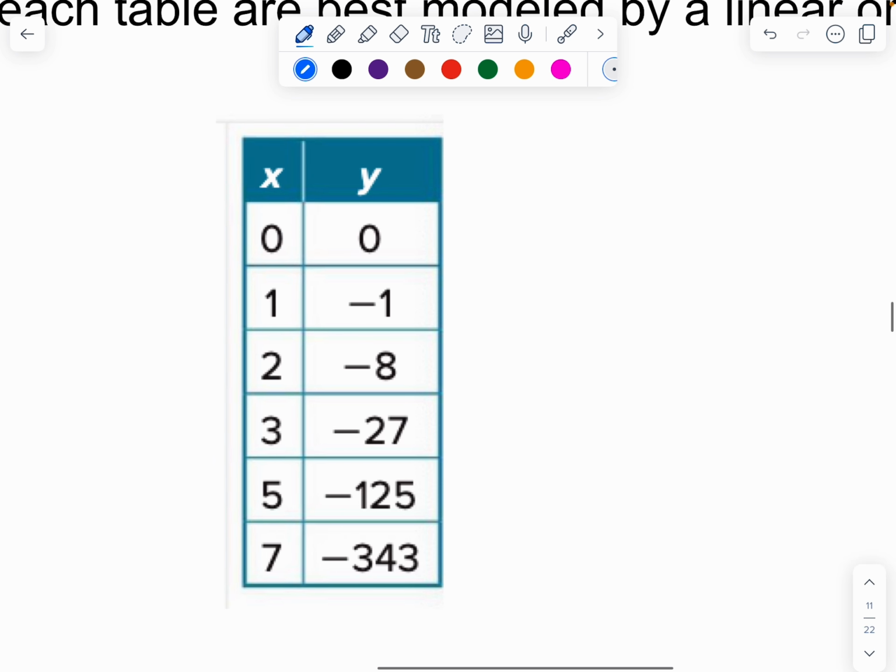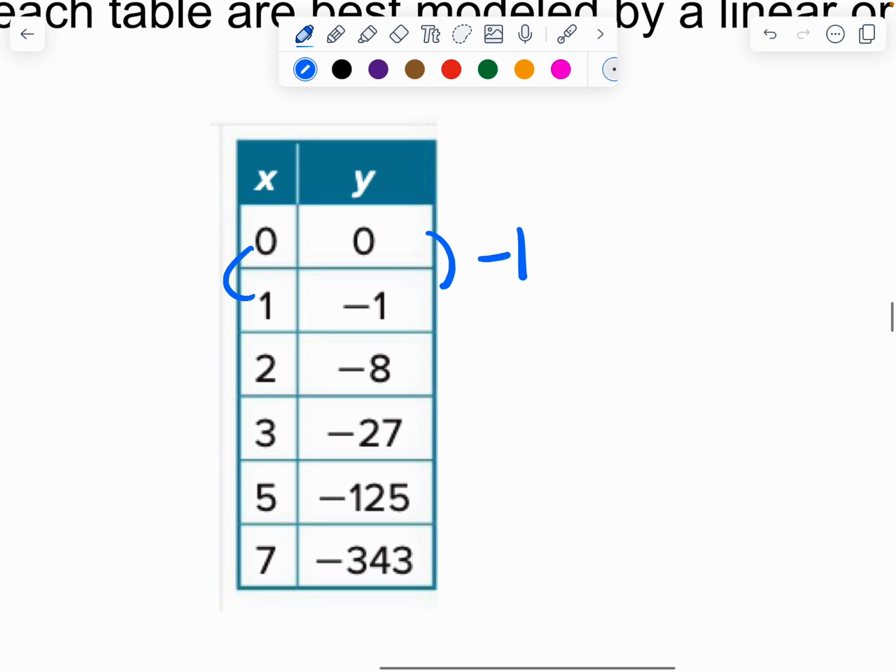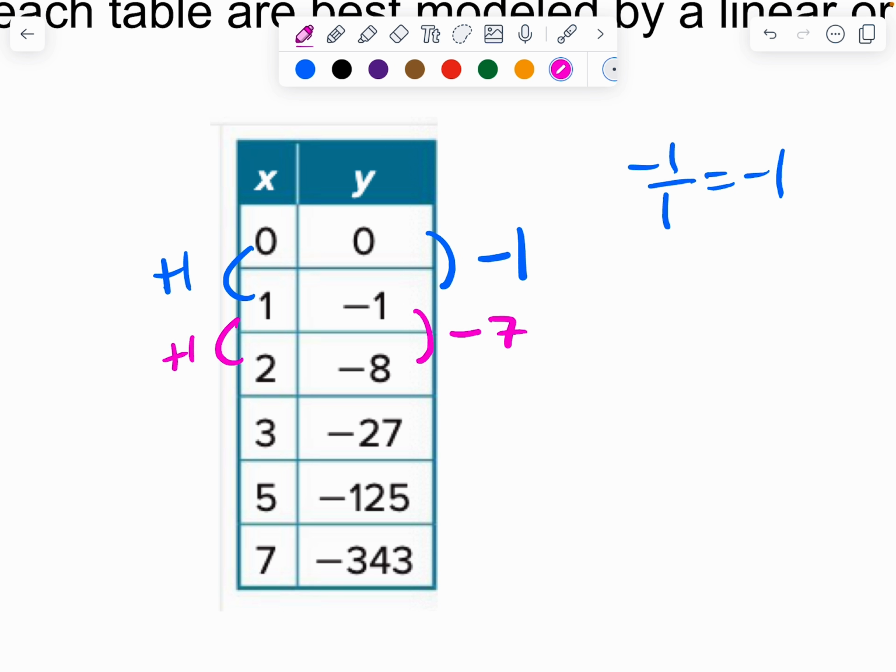This one, we do the same thing. This went down by 1. This went up by 1. So negative 1 over 1 equals negative 1. This went down by 7. This went up by 1. So negative 7 over 1, that equals negative 7. They do not have a constant rate of change, so it is nonlinear.